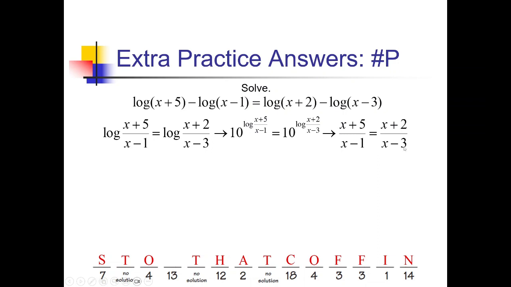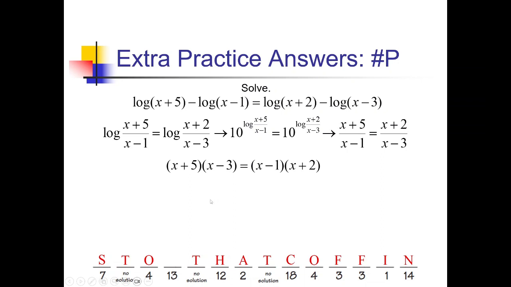All right, where to go from here? Well, we have 2 fractions with an equals between them. So kind of going back in time, one of our old algebra tricks is cross-multiplying in this situation. So I'm going to do that. So on the left side, I'll have x plus 5 times x minus 3. And on the right side, if I move the x minus 1 over here, I've got x plus 2 times x minus 1, in whatever order I want to write it.